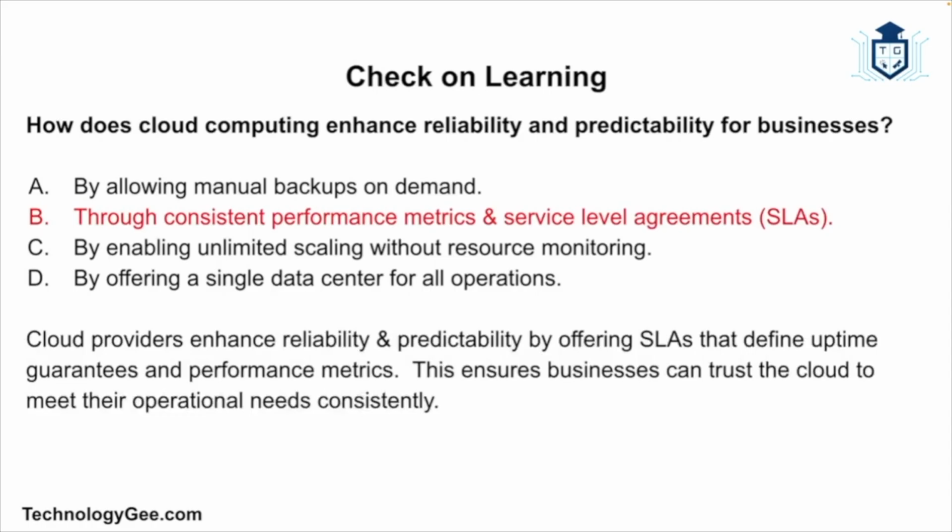And the correct answer is through consistent performance metrics and service level agreements. So cloud providers enhance reliability and predictability by offering SLAs that define uptime guarantees and performance metrics. So this ensures businesses can trust the cloud to meet their operational needs consistently.